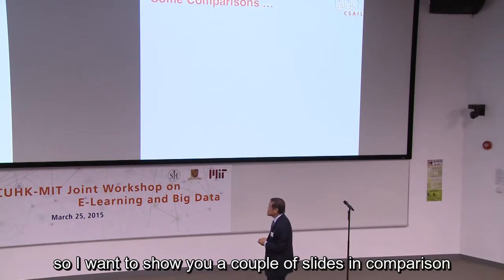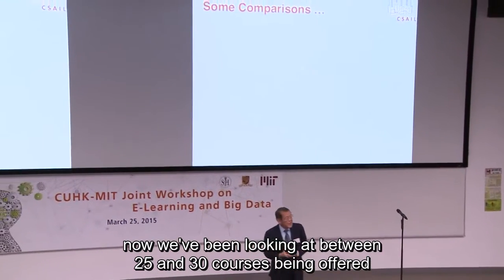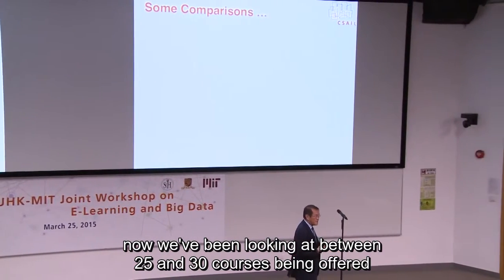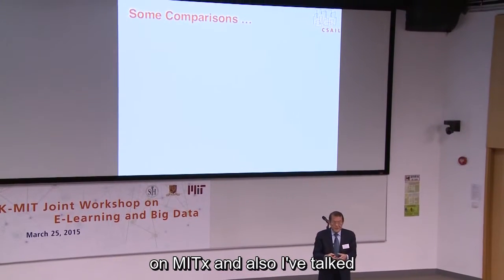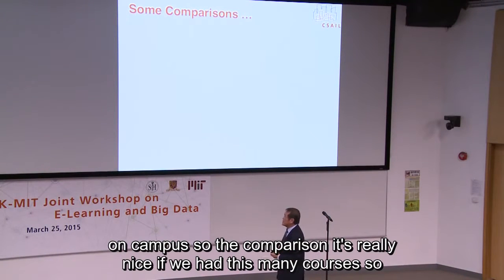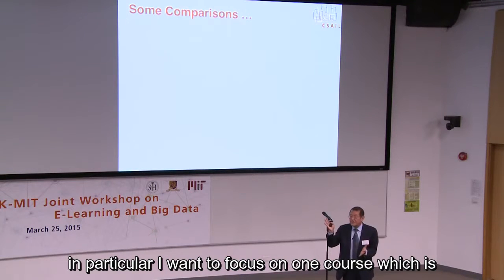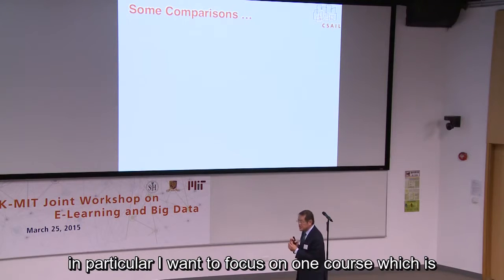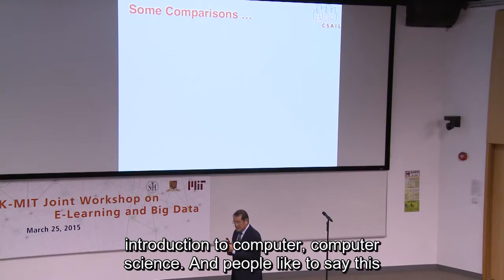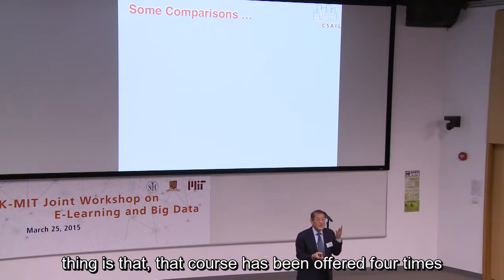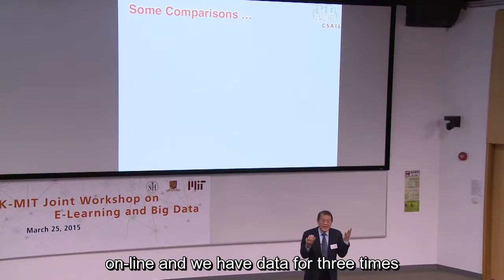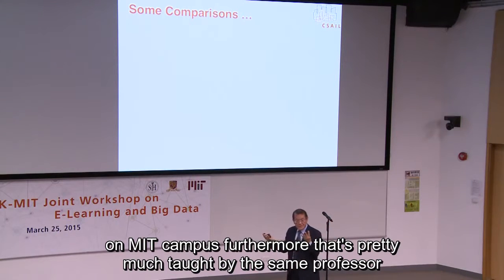So I wanted to show you a couple of slides, some comparisons. Now, we've been looking at between 25 and 30 courses being offered on MITx and also taught on campus. So the comparison is really nice if you have this many courses. So in particular, I want to focus on one course, which is Introduction to Computer Science. And people like to say this is a course about Python. And the interesting thing is that that course has been offered 4 times online. And we have data for 3 times on MIT campus.